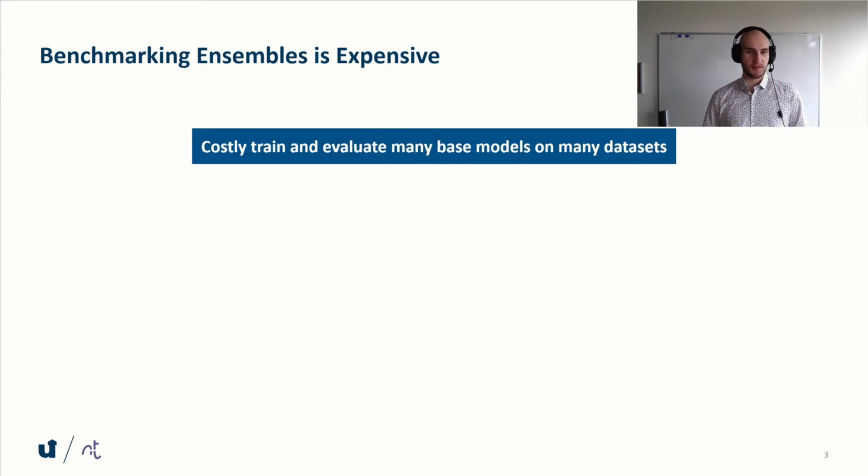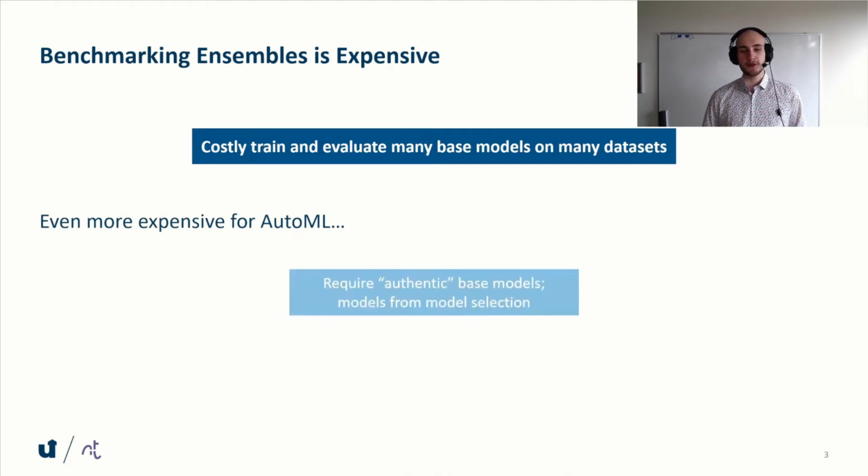Usually, benchmarking ensembles is expensive because we need to costly train and evaluate many base models on many datasets, to then later evaluate the performance of our ensemble methods. However, this is even more expensive for AutoML because of two reasons. The first one being we require authentic base models, that is, models from model selection. In other words, for a dataset, we need to employ model selection to find the many base models which we want to train and evaluate. And as you may know, model selection is very expensive.